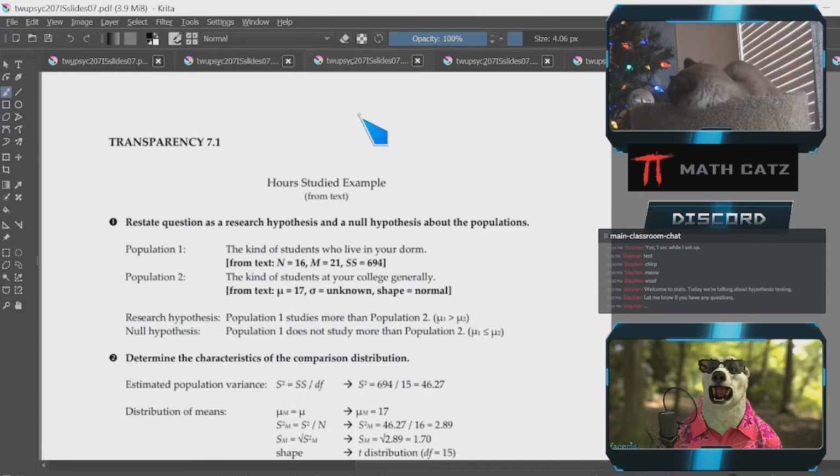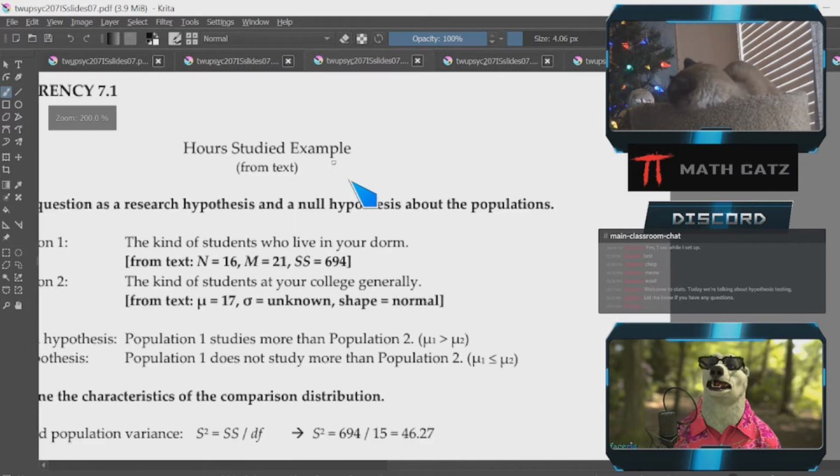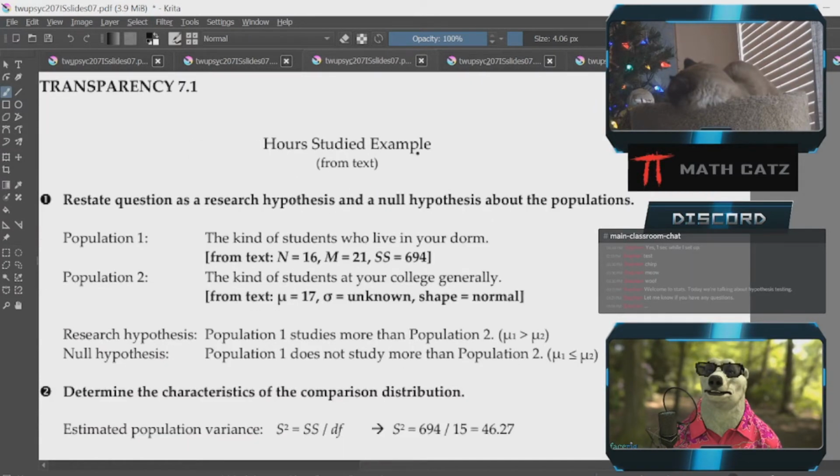So here we have an example where we are investigating. Can I zoom in? Don't know if I can. It's not bad. It's not bad. I think I'm gonna try it.